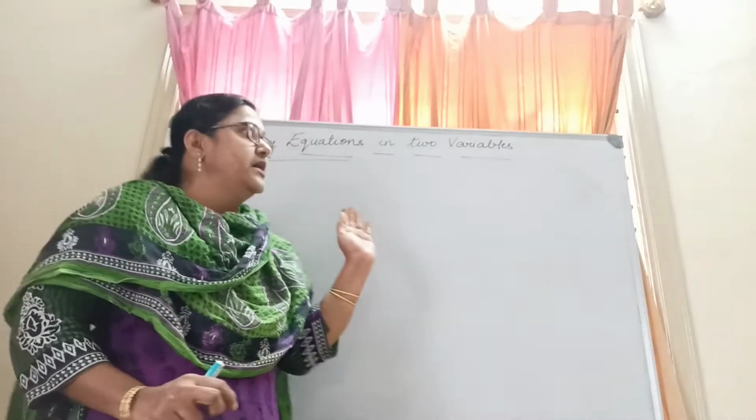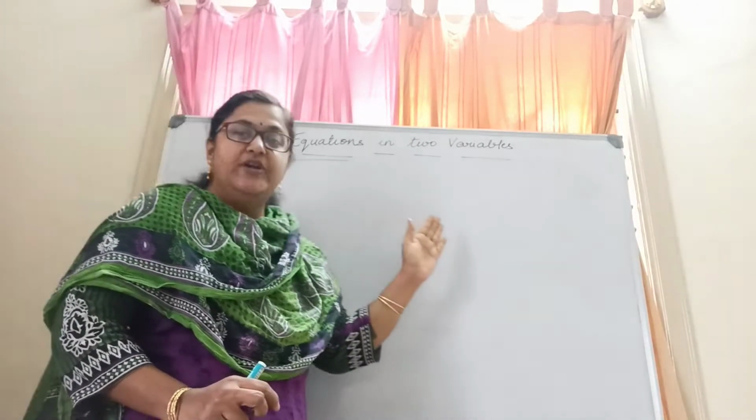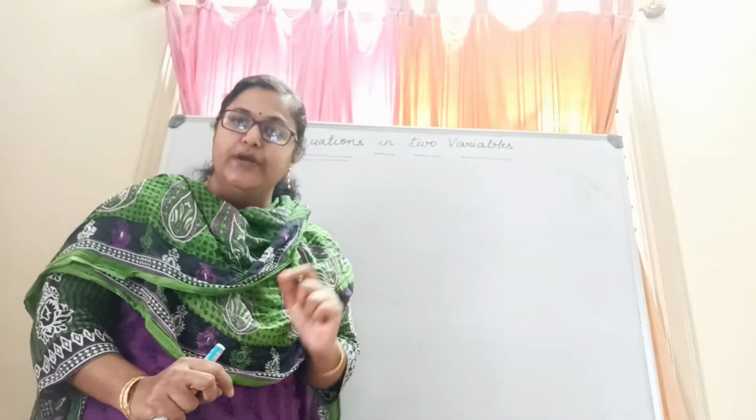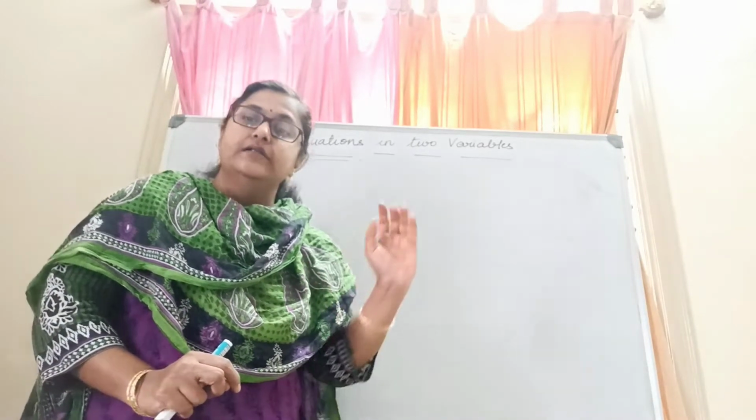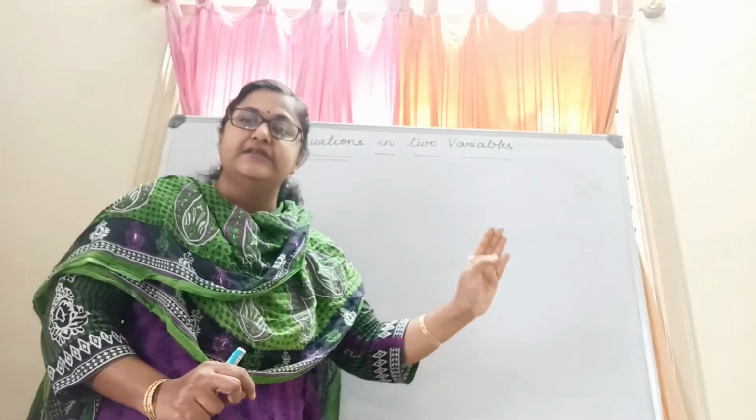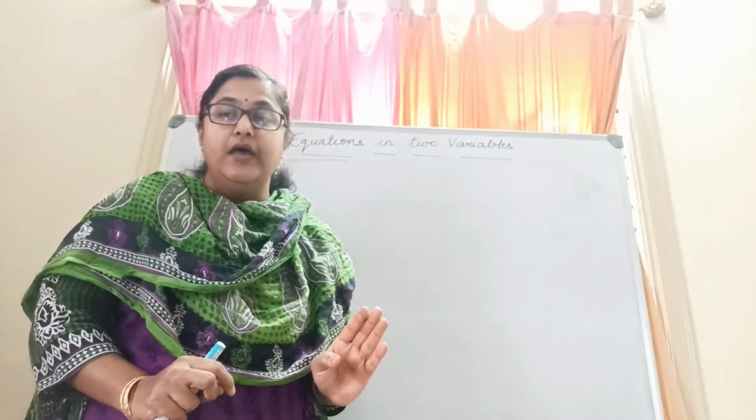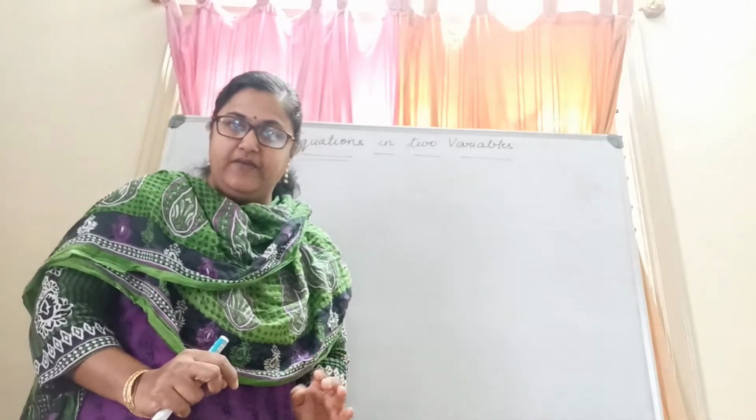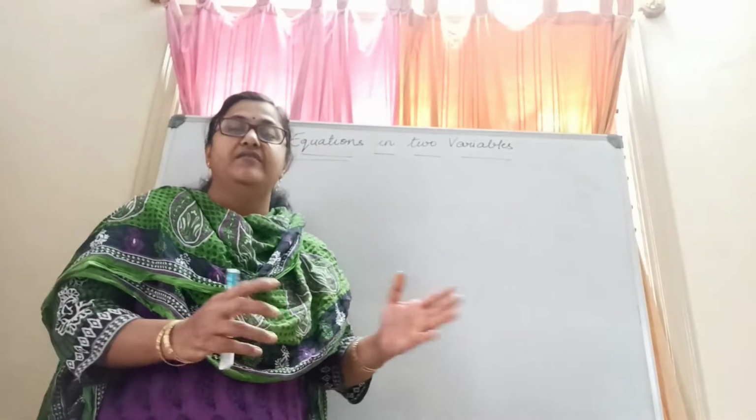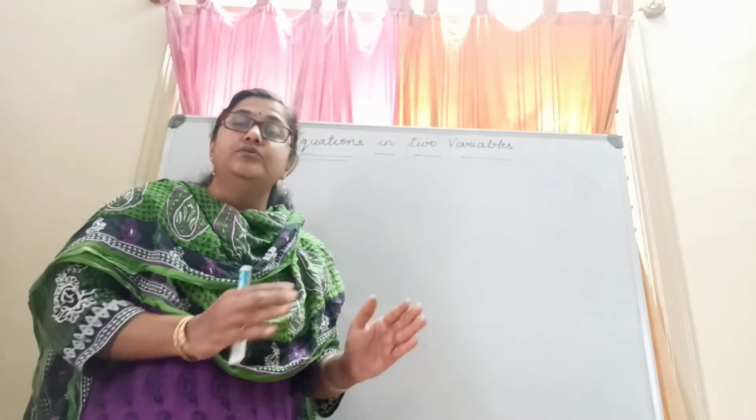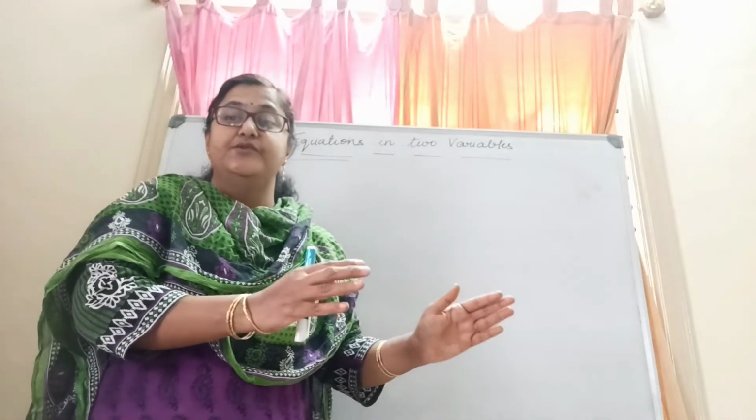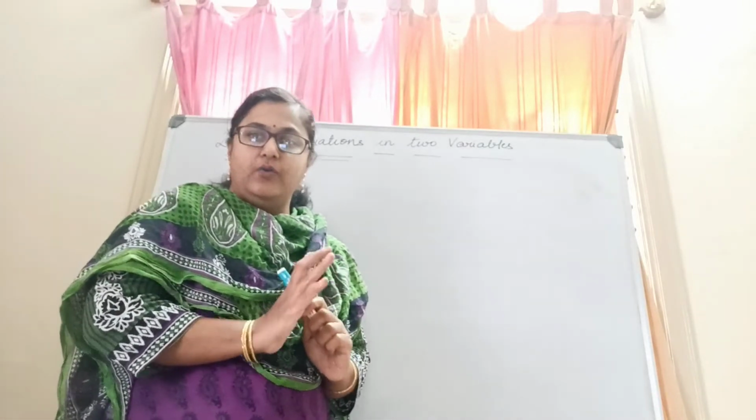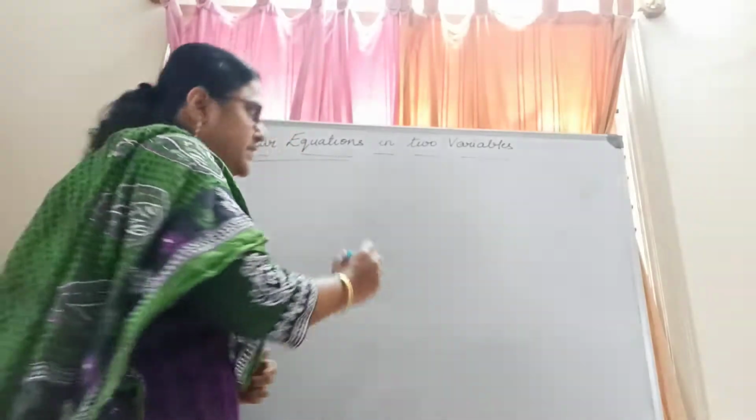Now that you have understood what are linear equations in two variables, in this chapter you are specifically going to learn whether a linear equation in two variables has got a solution or not. If it has a solution, what type of solution is it? Whether it is a unique solution or it has got infinitely many solutions, and how the solution is going to be represented on the Cartesian plane, that is on your graph. Okay, now let us take an example.